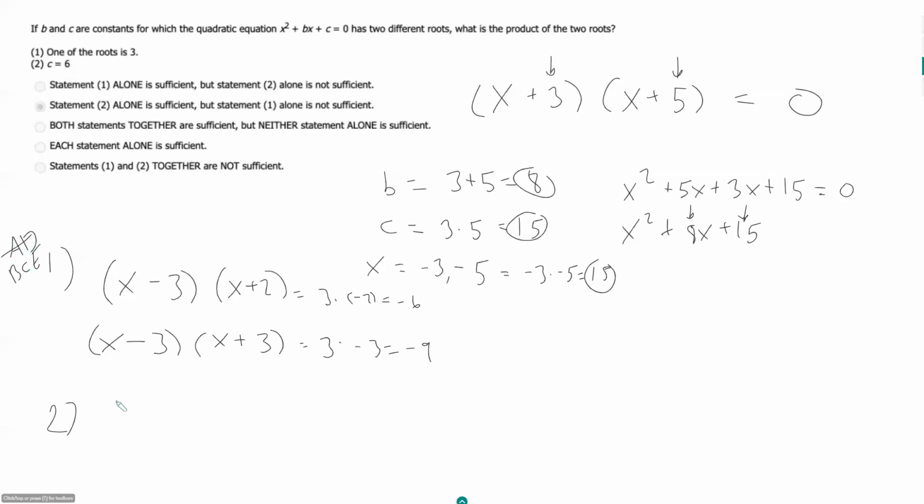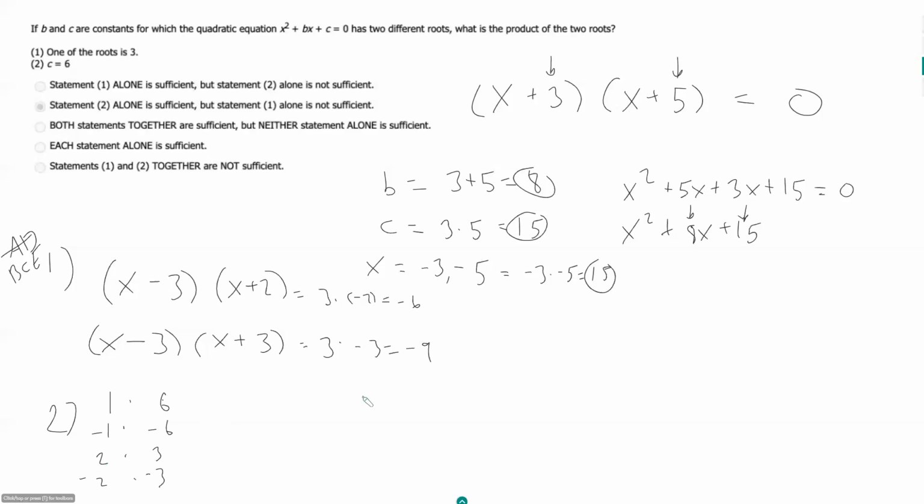Statement 2 says c is equal to 6. So what are all the ways? Remember, we said c is the product of these two values here. So what are all the ways we can get 6 as the product of two numbers? We can have 1 times 6. We could have -1 times -6. We can have 2 times 3, or we could have -2 times -3.